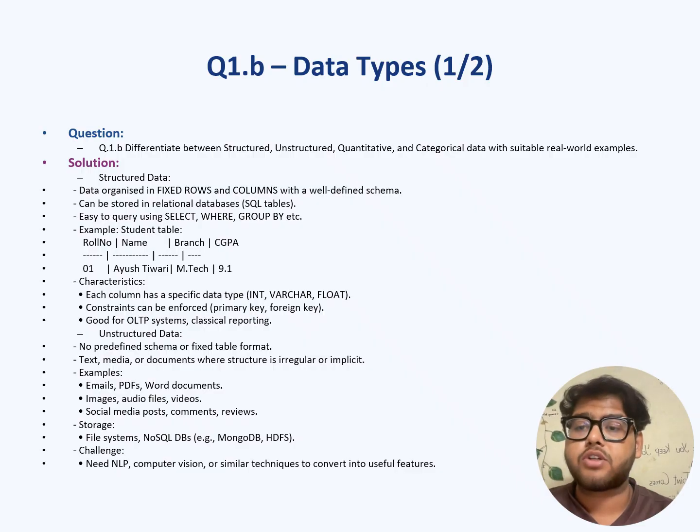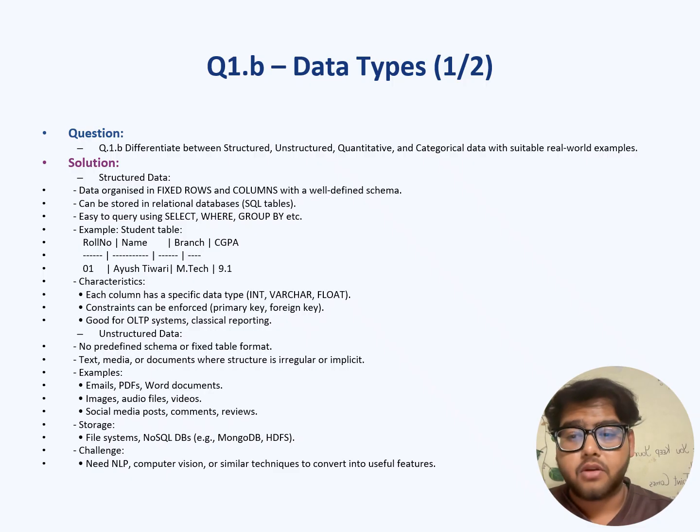The second part of question number one is differentiate between structured, unstructured, quantitative, and categorical data with suitable real world examples. Structured data: data organized in fixed rows and columns with a well defined schema, can be stored in relational databases. Easy to query using select, where, group by, etc. Example: student table. Characteristics: each column has a specific data type. Constraints can be enforced. Good for OLTP systems, classical reporting.